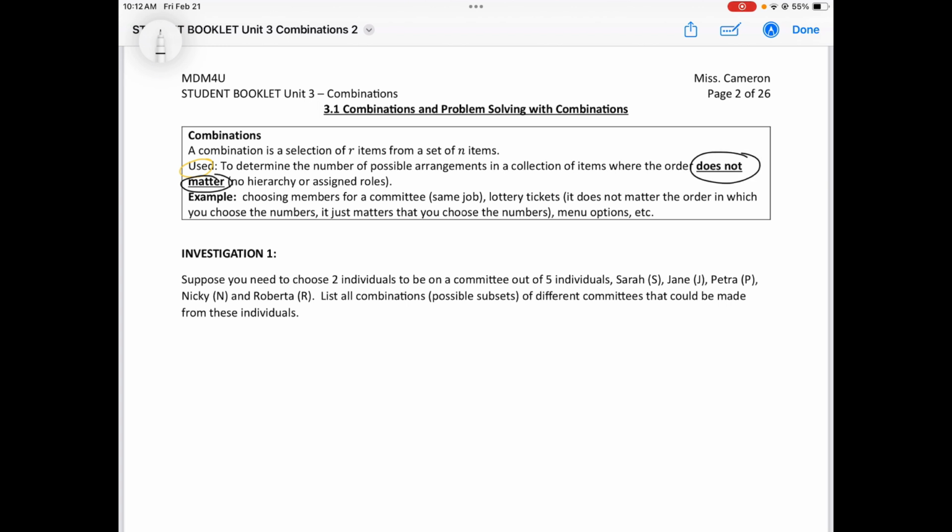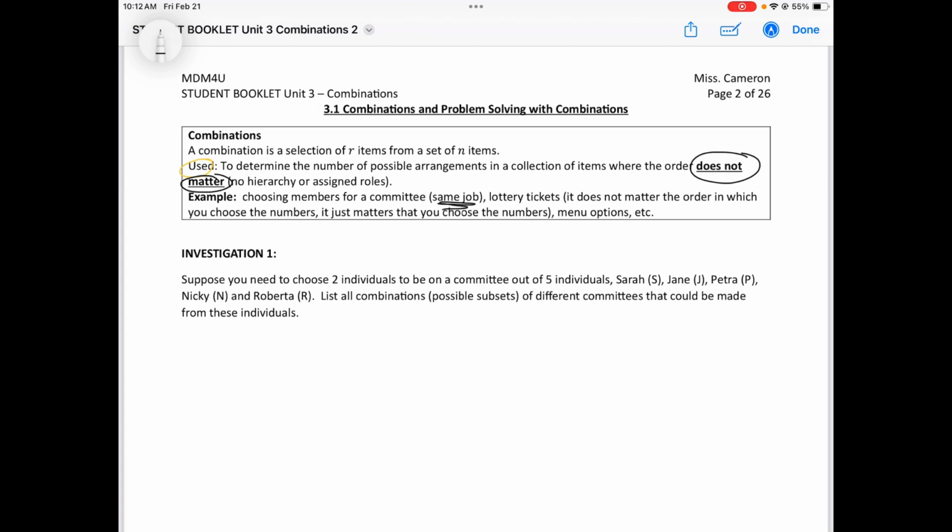Unit 2, order mattered. So there's no hierarchy and no assigned roles. It's just like a group of individuals or kind of like a subset. Okay, so examples of this in real life, or maybe where we're going to see them in this course, is choosing members for a committee where it's the same job. So again, no hierarchy of roles like vice president. It's just the same job.